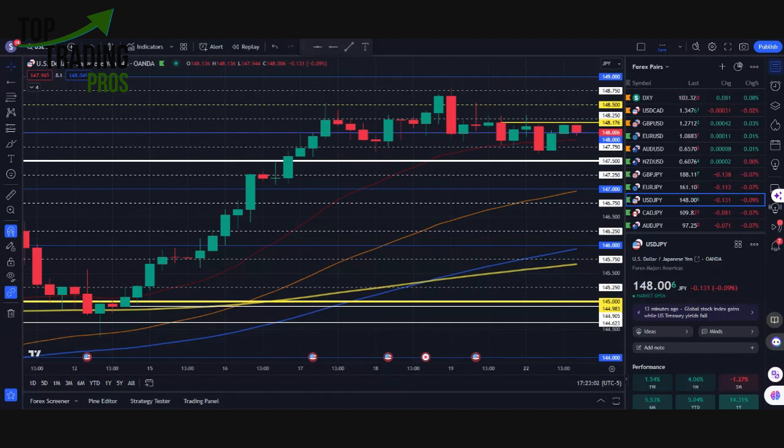And we will be able to see, once that report and that news comes in, how it is going to affect the yen pairs. So that's what we have. That's what we're looking at.